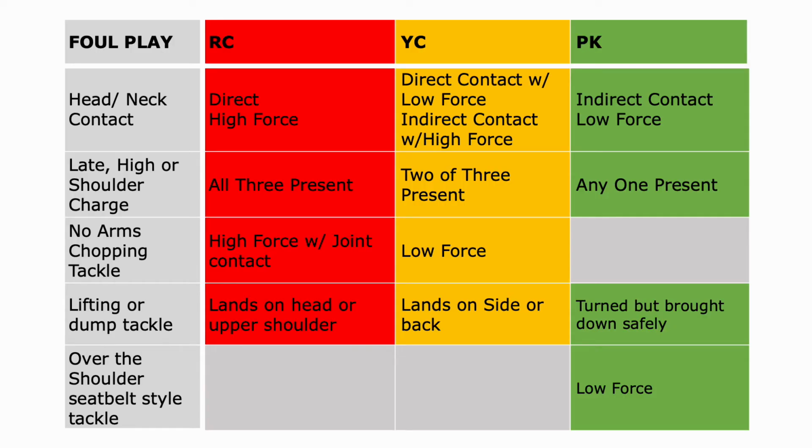A chart like this can help us make sure we get to the right answers when we're sanctioning foul play. First thing to ask yourself is, was there foul play? Was there contact with the head or neck? And was it intentional, reckless, or avoidable? What was the degree of danger to the ball carrier? Was the contact direct or indirect? And was the force low or high?